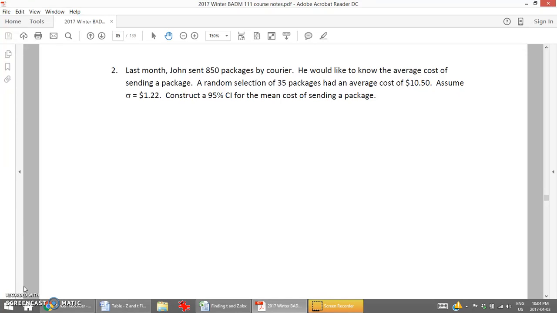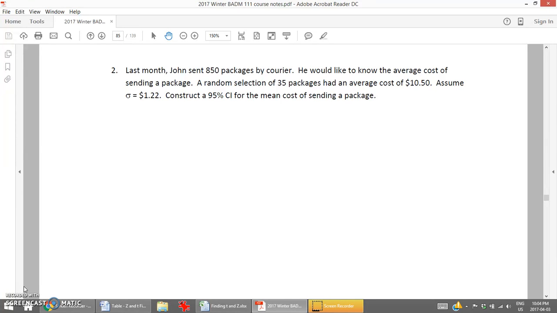So John has taken a sample of 35, probably because he doesn't want to go through all 850 receipts to find out the true population average cost. So he takes a sample of 35, which saves time and money, and he finds this has an average cost of $10.5. We are assuming a standard deviation of 1.22, and he's going to develop a 95% confidence interval.